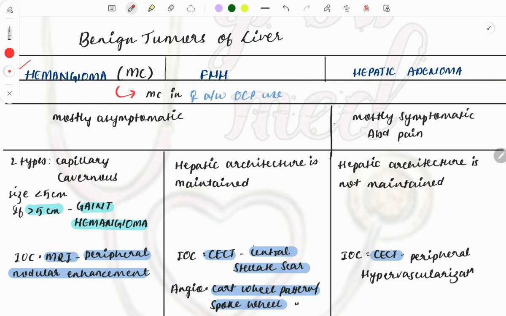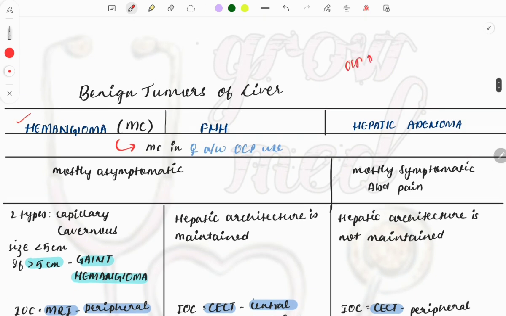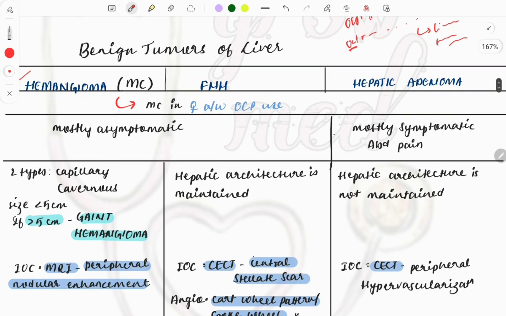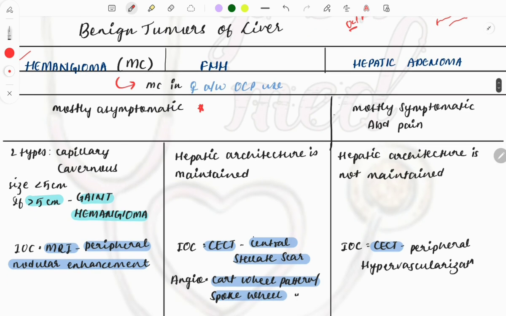Okay, so are you getting my question? The question can be twisted, and two types of questions can be asked. First, they can give that OCPs increase the risk of which of the following tumors, or they can give a female using OCP for her so-and-so disease who now comes with the complaint of liver pain and all these things, a tumor, hepatomegaly. What can be the cause? So it will be the OCP intake which is causing this hepatic adenoma. Okay. Then these are mostly asymptomatic, whereas they can be symptomatic, and abdominal pain is the association.